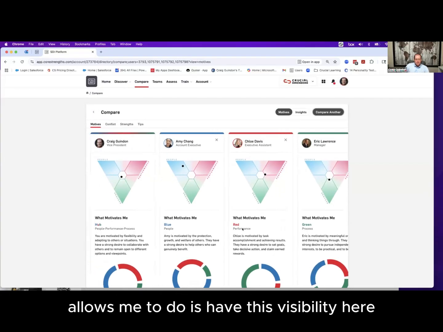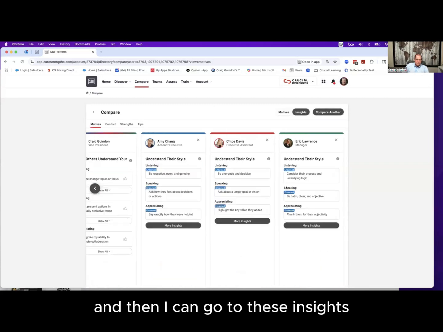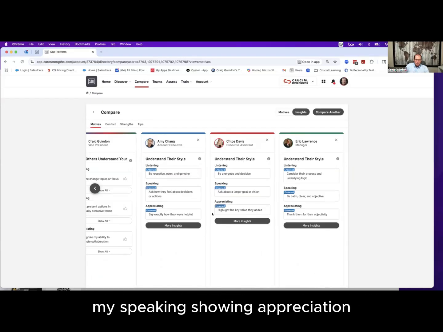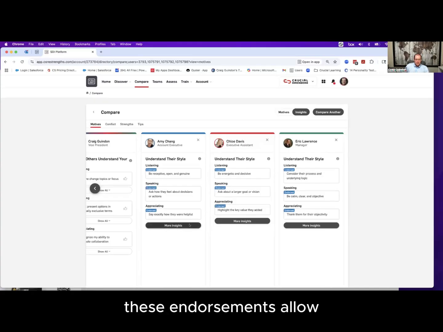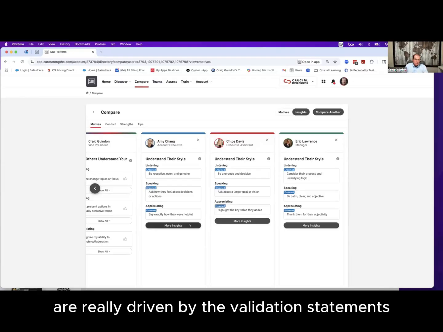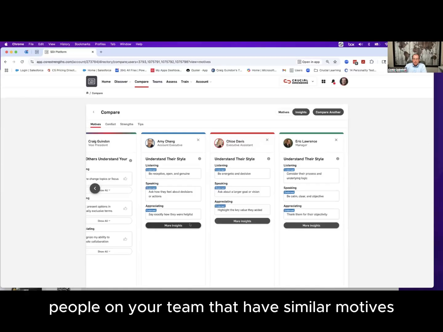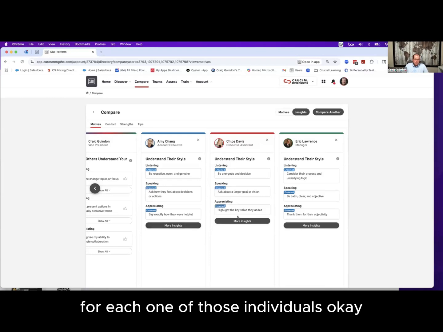And what this allows me to do is have this visibility here, and then I can go to these insights and further understand how I can tailor my listening, my speaking, showing appreciation, knowing what's important to individuals. Okay. These endorsements are really driven by the validation statements and people endorsing these. So if you do have people on your team that have similar motives, it's going to personalize it a little bit more for each one of those individuals.